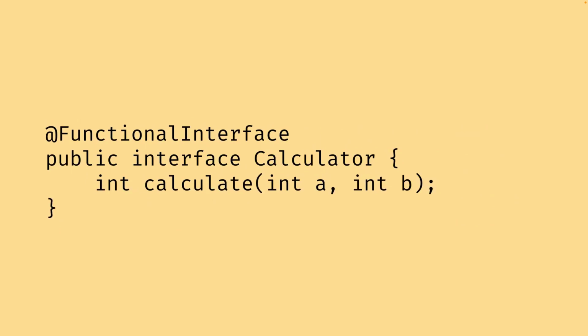Here's an example of a functional interface. This interface is called Calculator, and it has one abstract method, calculate. This method is returning an int and taking two ints as parameters. The @FunctionalInterface annotation is optional but recommended. To Java, this provides a clear signal that the interface is intended to be used with lambda expressions, and the compiler will make sure that there is only one abstract method. If you have this annotation, you cannot have more than one abstract method in your functional interface.